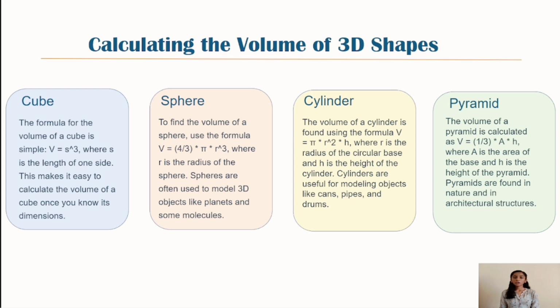Cylinder. The volume of a cylinder is found using the formula V equals pi into r square into h, where r is the radius of the circular base and h is the height of the cylinder. Cylinders are useful for modeling objects like cans, pipes and drums. Pyramid. The volume of a pyramid is calculated as V equals 1 by 3 into A into h, where A is the area of the base and h is the height of the pyramid. Pyramids are found in nature and in architectural structures.